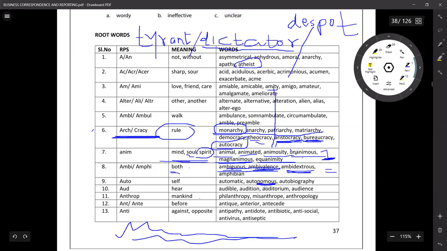Nomos means arrangement, correct. Autonomous colleges, independent colleges, correct. Own arrangement, self-arrangement, self-regulation. Okay, can you break down auto, bio, and graphy for me, everyone? What is auto, what is bio, what is graphy? There are three parts to this word. Break it down for me, everyone. Come on. Auto, bio, graphy.